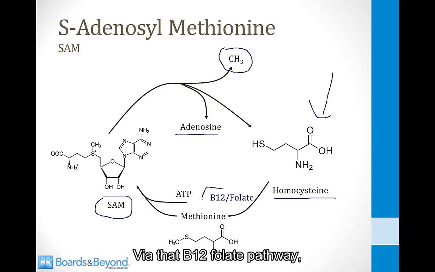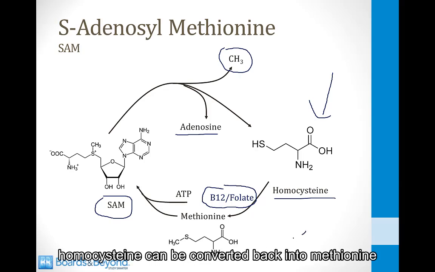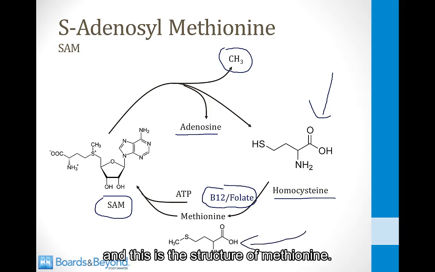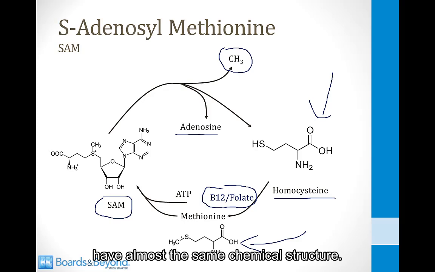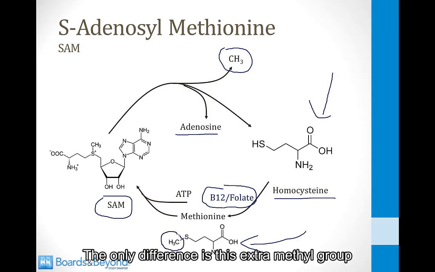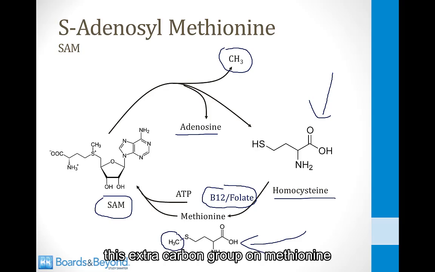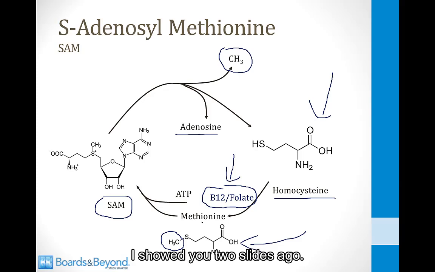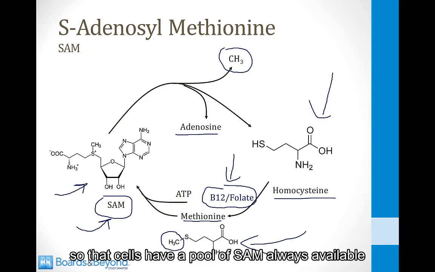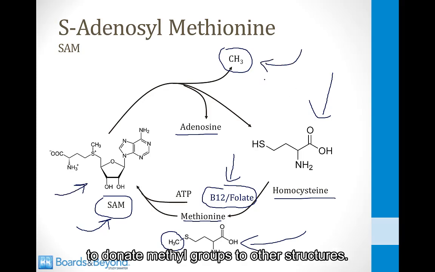Via that B12 folate pathway I showed you a few slides ago, homocysteine can be converted back into methionine, and this is the structure of methionine. And you may notice that homocysteine and methionine have almost the same chemical structure. The only difference is this extra methyl group, this extra carbon group, on methionine, and that carbon group comes from that B12 folate pathway I showed you 2 slides ago. Once you have regenerated methionine, that can be converted back into S-adenosylmethionine, and thus this pathway continues so that cells have a pool of SAM always available to donate methyl groups to other structures.